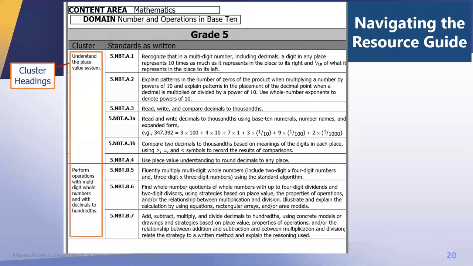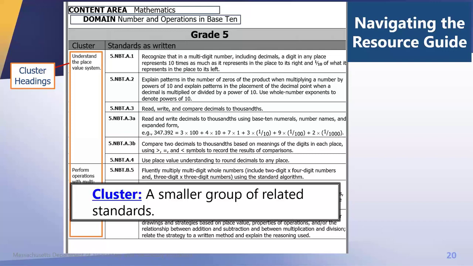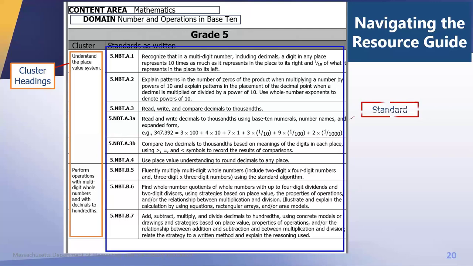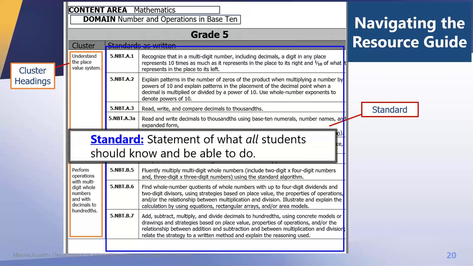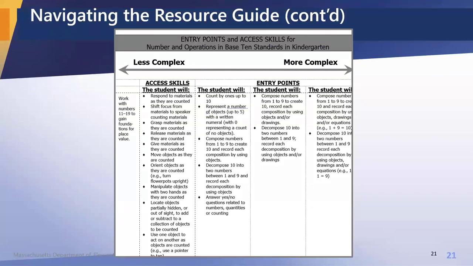Then on the side, you'll see these things we call cluster headings. They're like topics. Those cluster headings are just a smaller group of related standards. So you see over here, standards 5.NBT.A.1 through A.4 are all under that cluster heading, understand the place value system. And then we have the standards, and I'm sure you're all familiar with them. That's a statement of what all students should know and be able to do by the time they leave that grade. But for our students, that doesn't happen. Most of the time, they aren't able to access the standard as written. So this is where the magic really happens.